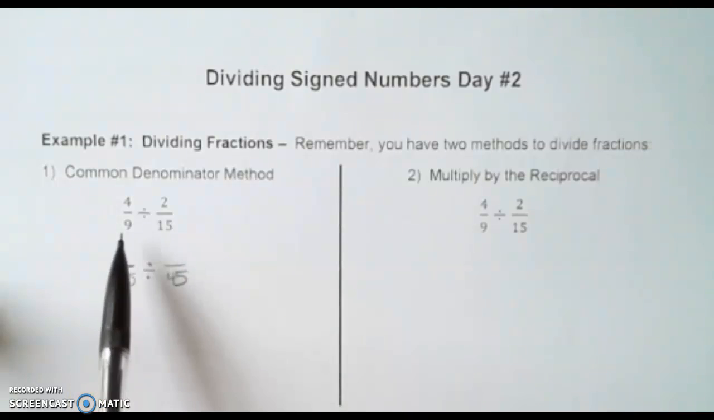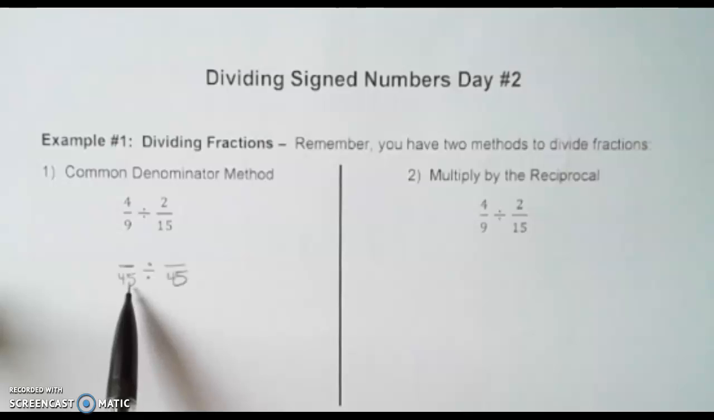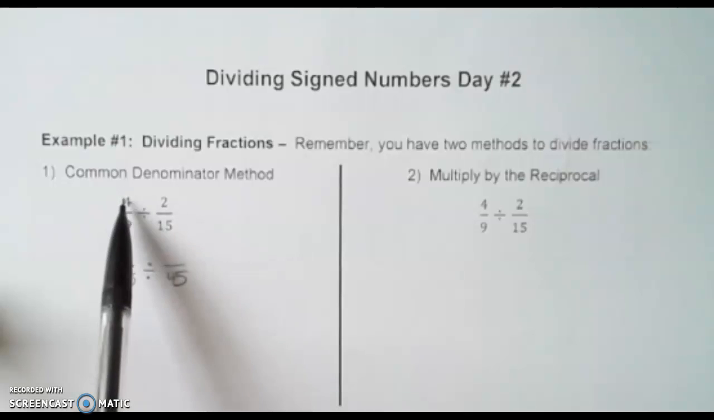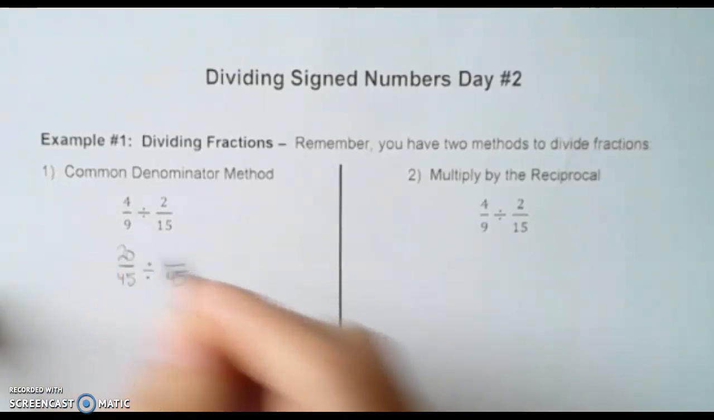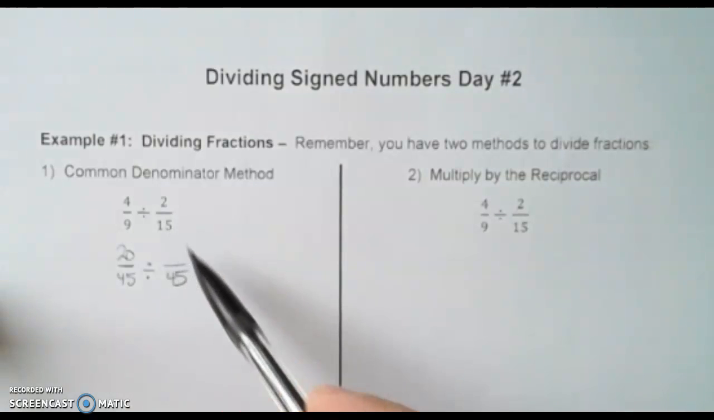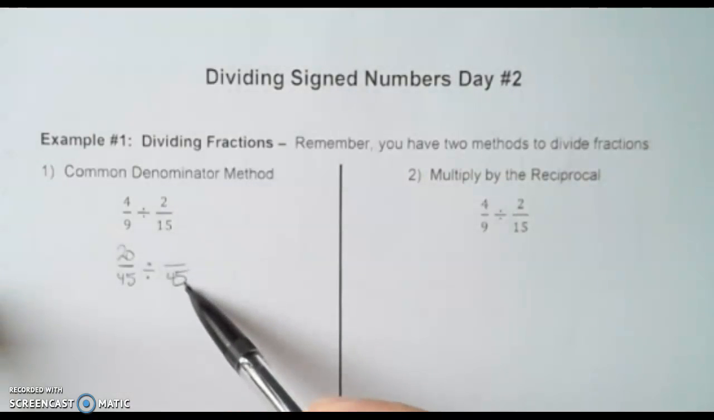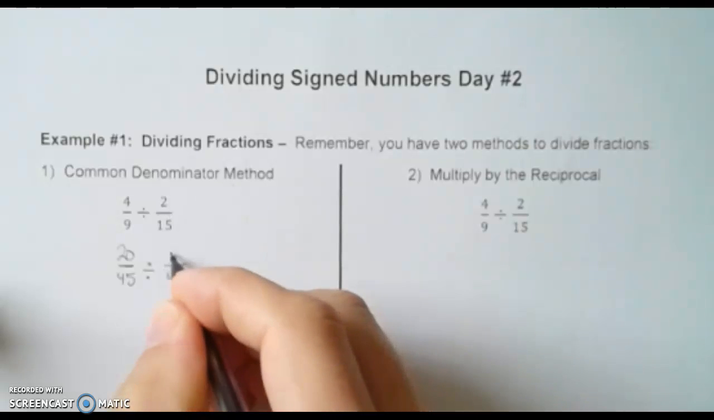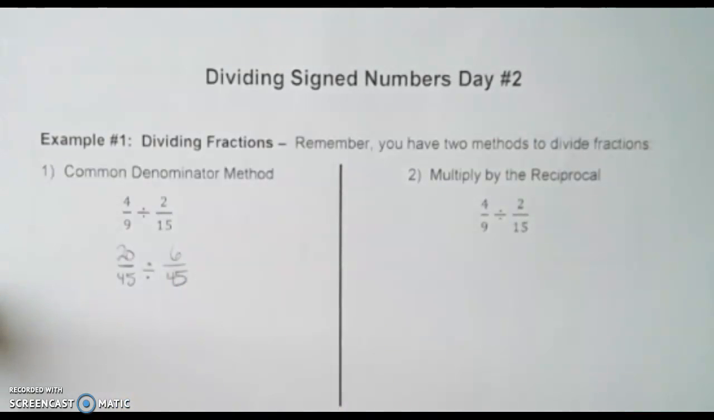Okay, the first denominator, 9, goes into 45 5 times. 9 times 5 is 45, so 4 times 5, that would turn into 20 45ths. And 15 to 45, 15 times 3 is 45, so 2 times 3 is equal to 6. So our new problem says 20 45ths divided by 6 45ths. And now that I've got common denominators, what I'm going to do is divide across. Now I'm going to start with the denominator because that's the easy one. If you do 45 divided by 45, you just get a denominator of 1.